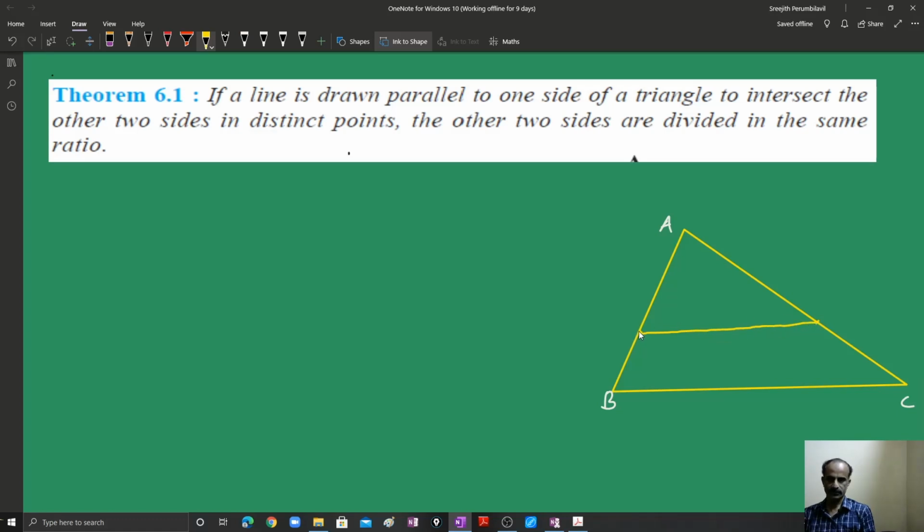Which side? So here DE is drawn parallel to one side, BC. We have to show that, what do we have to show? They divide in the same ratio.